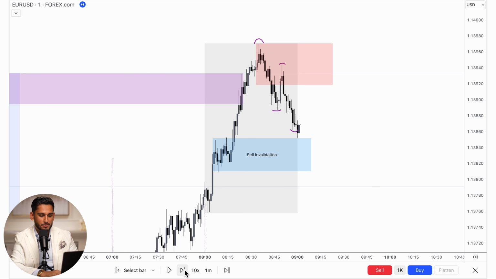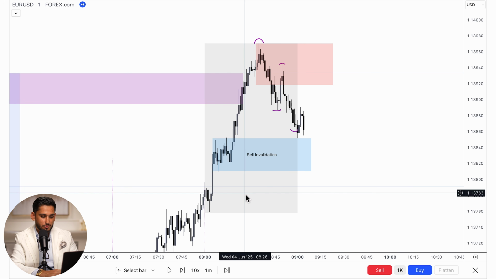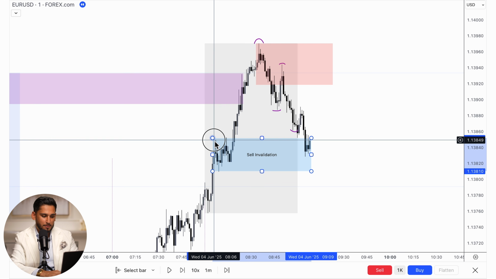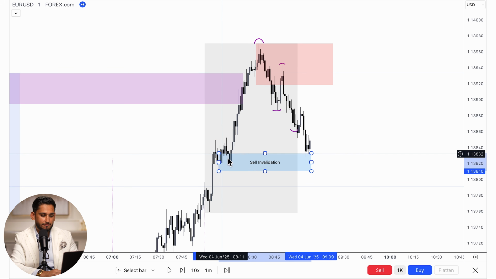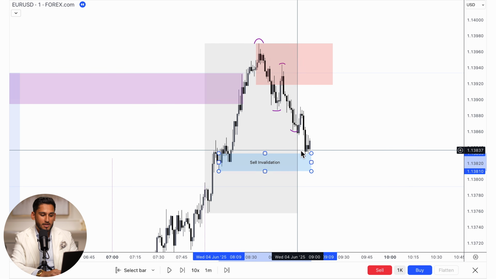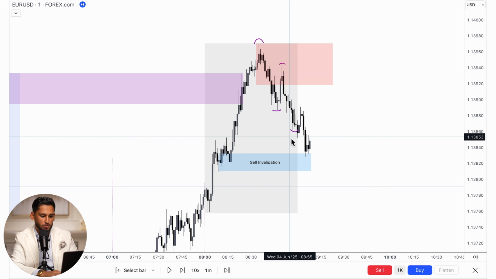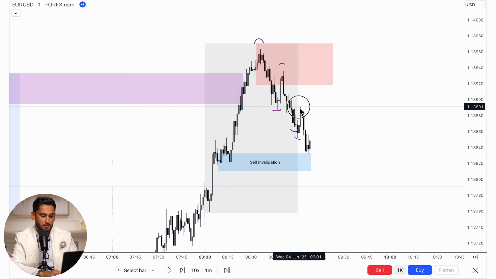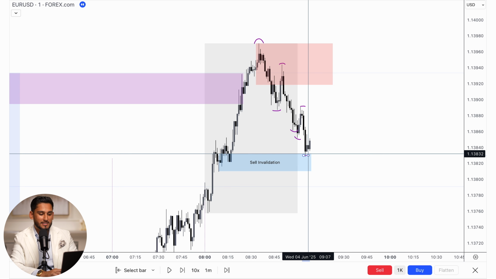So let's see what happens. Price taps into my invalidation and it's locked in. It's even closed off the imbalance on M1, which is a full invalidation to be conservative. Therefore, the two-leg protocol is gone. In fact, we even produced a three-leg protocol with the third push over here and then the fourth push. So the sell is gone for me.